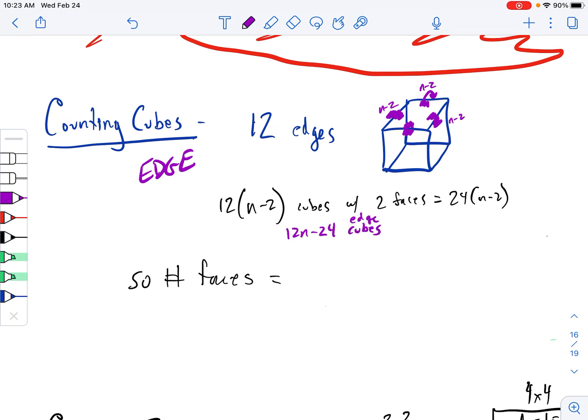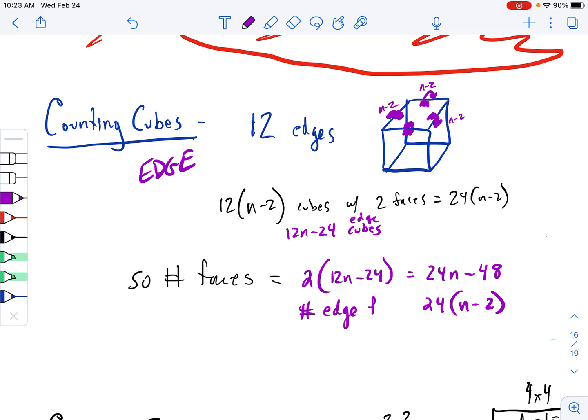And so how many faces does that produce? Well, 2 times that, because you have 2 faces that get painted. So we have 24n minus 48. Or I could factor that out and get 24 times n minus 2. All right, so that's the number of edge faces that I get.